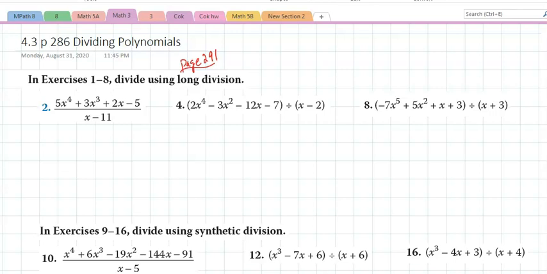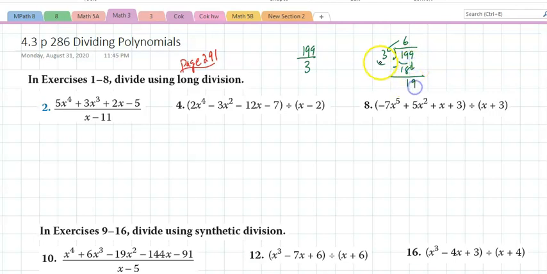Okay, section 4.3 is on page 286, talks about dividing polynomials, and let's get division out of the way. If I wanted to divide 19 by 3, I would say, well, there's 19, there's 3. 3 divides 19 six times. 6 times 3 is 18. You would subtract.